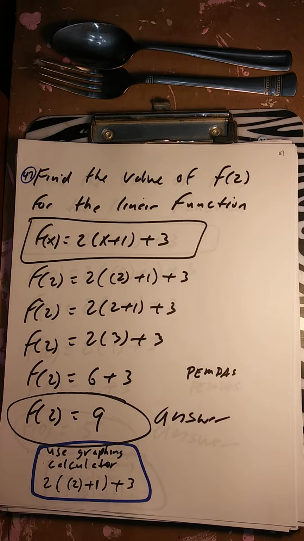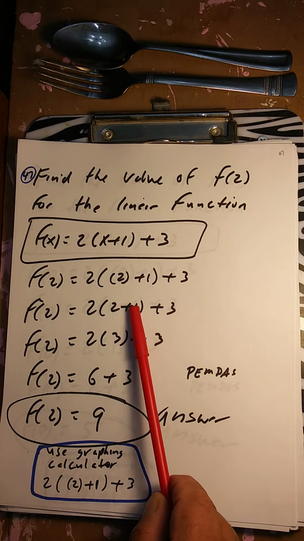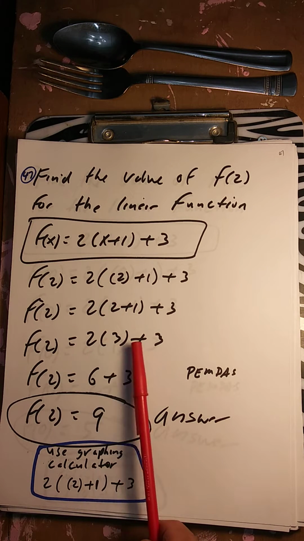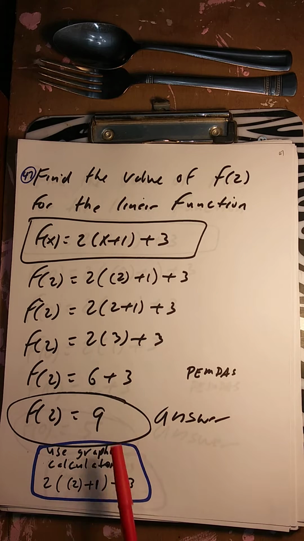Find the value of f of 2 for the linear function. F of x is 2 parentheses x plus 1 plus 3. Put the 2 in there. So now take the parentheses off. 2 plus 1 is 3. Again, we have multiplication, we have addition. We've got to do multiplication first. So 2 times 3 is 6. Plus 3 is 9.